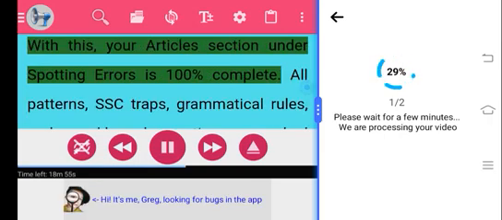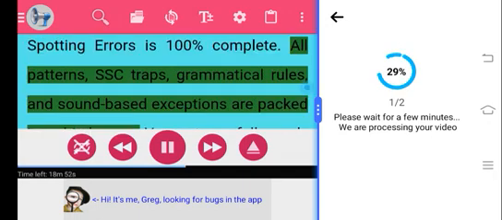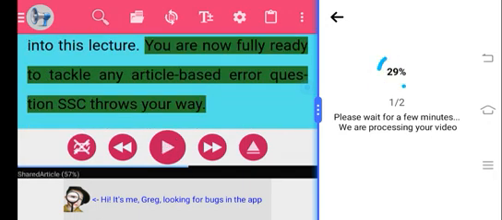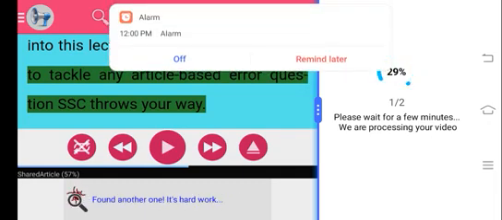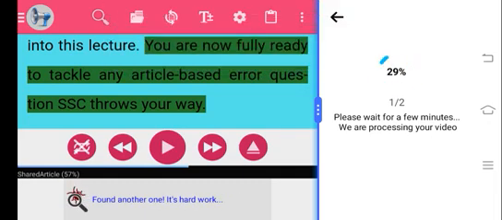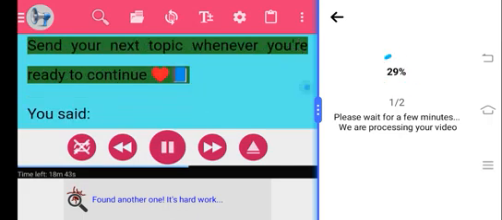With this, your article section under spotting errors is 100% complete. All patterns, SSC traps, grammatical rules, and sound-based exceptions are packed in. You are now fully ready to tackle any article-based error question SSC throws your way. Send your next topic whenever you're ready to continue.